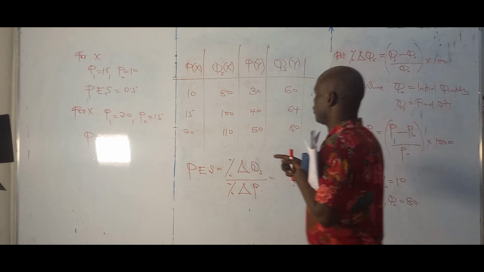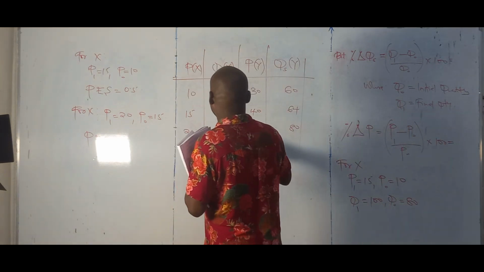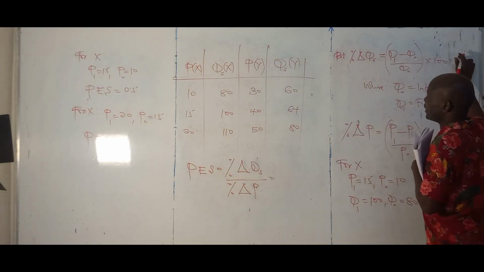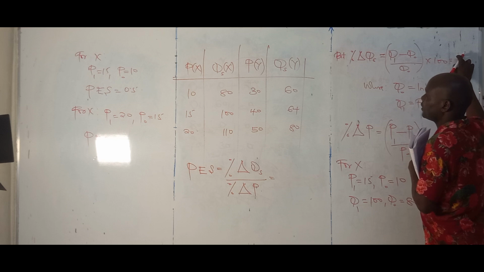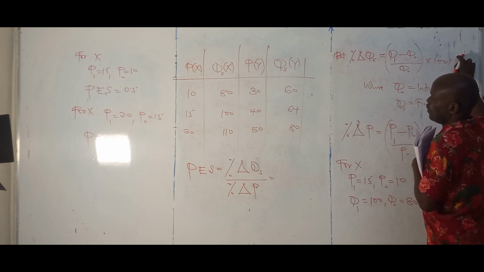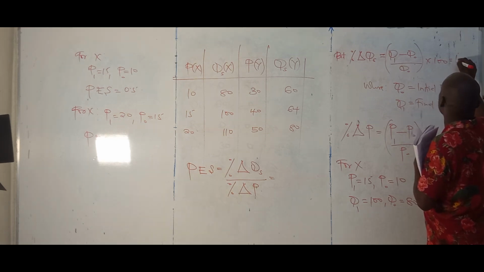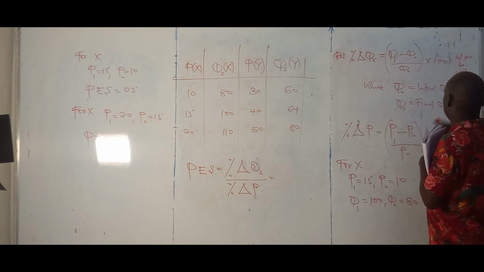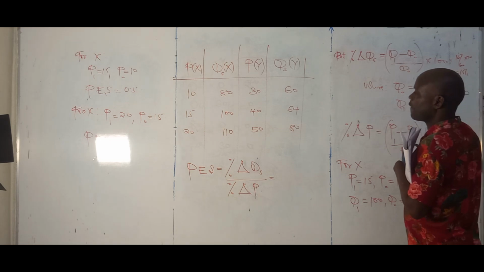So for that, Q1 will be 110. So that's 110 minus 100. That is 10 over 100. So 10 over 100 times 100, that is 10%. I get 10% there, but what do I get here?